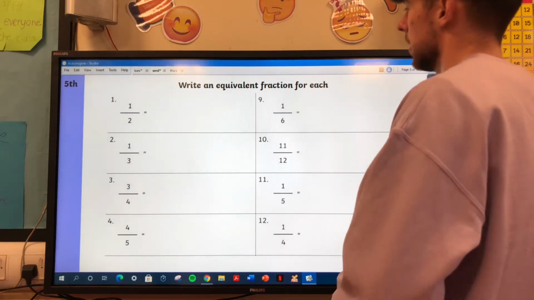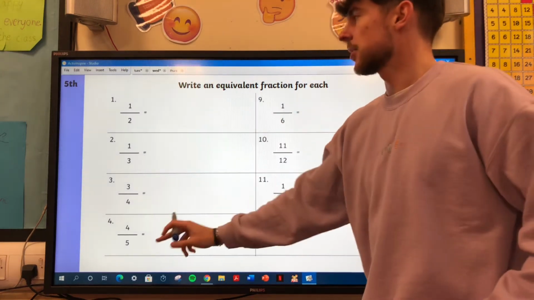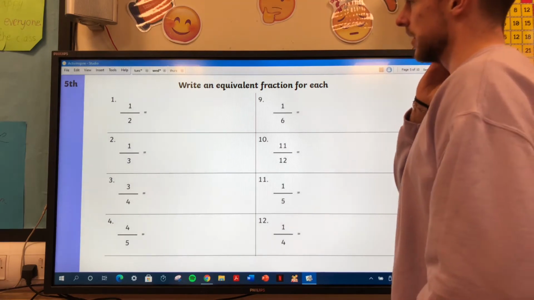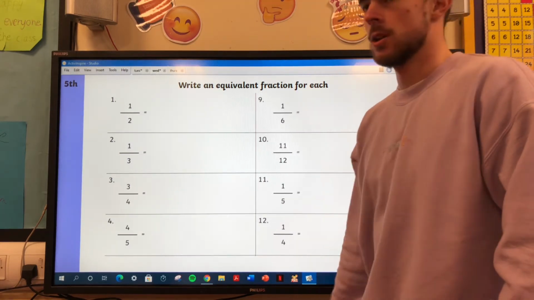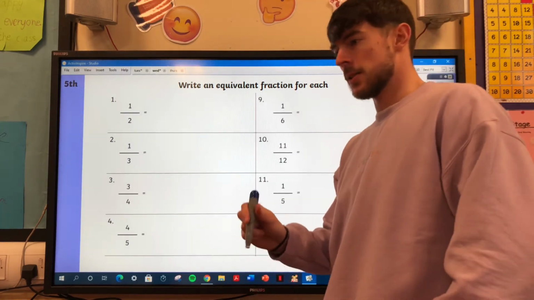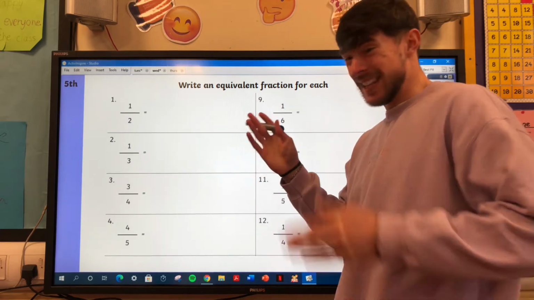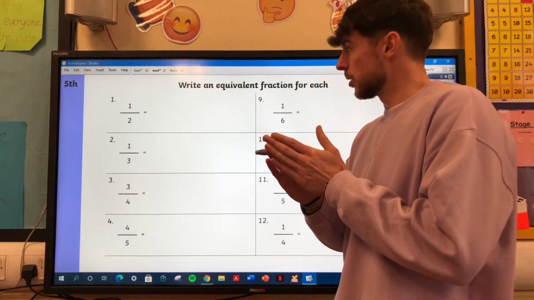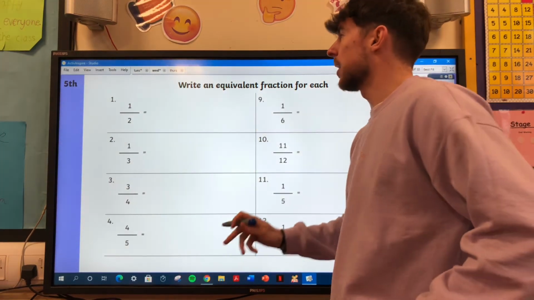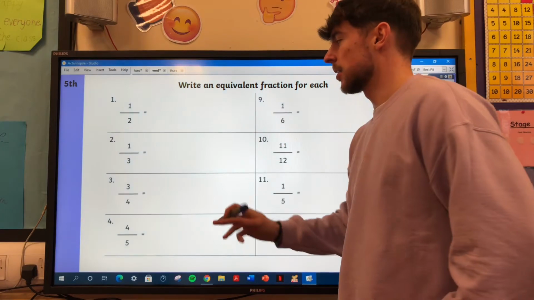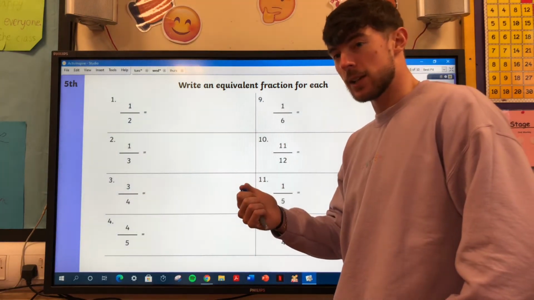Okay, so fifth class, here we have our fractions, all right? So what we're trying to do is write an equivalent fraction for each. So we know an equivalent fraction is a different number, but equals the same fraction, right? So for example here, we have to write an equivalent fraction, okay? They can't all be the same, they have to be different fractions, all right?